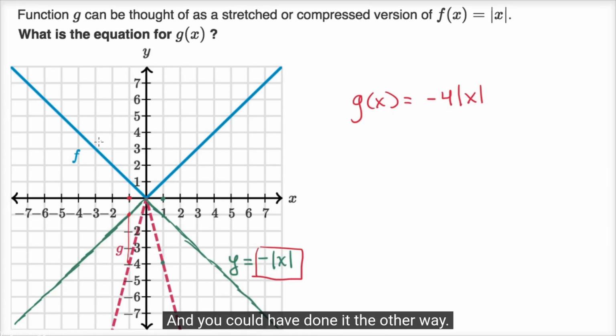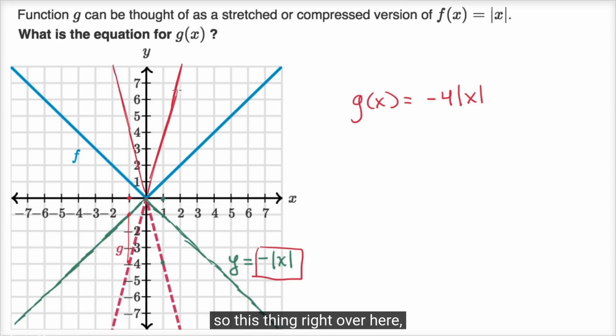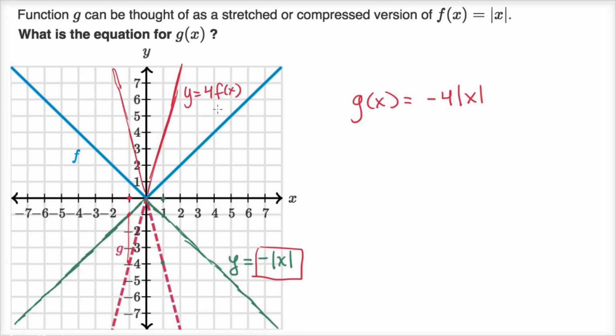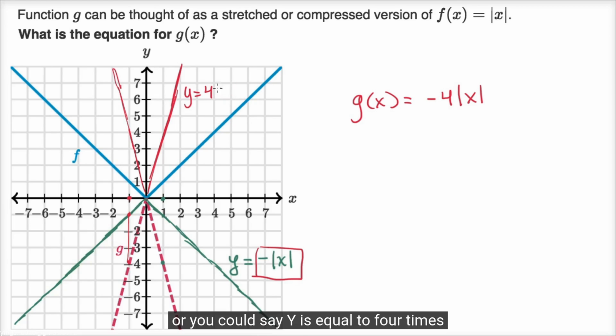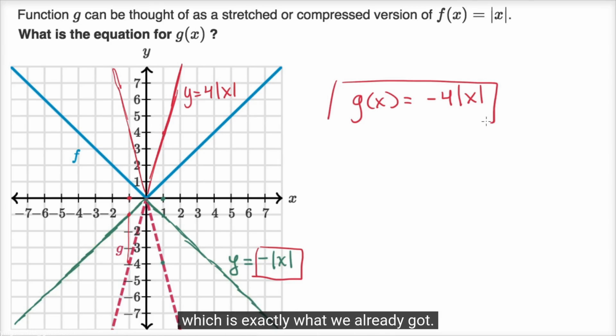And you could have done it the other way. You could have said, hey, let's first stretch or compress f. Before we even flip it over, if we were to unflip g, it would look like this. So this thing right over here looks like 4 times f of x. We could write this as y is equal to 4 times f of x, or you could say y is equal to 4 times the absolute value of x. And then we have a negative sign. Whatever positive value you were getting before, you now get the opposite value. And that would flip it over and get you to g, which is exactly what we already got.